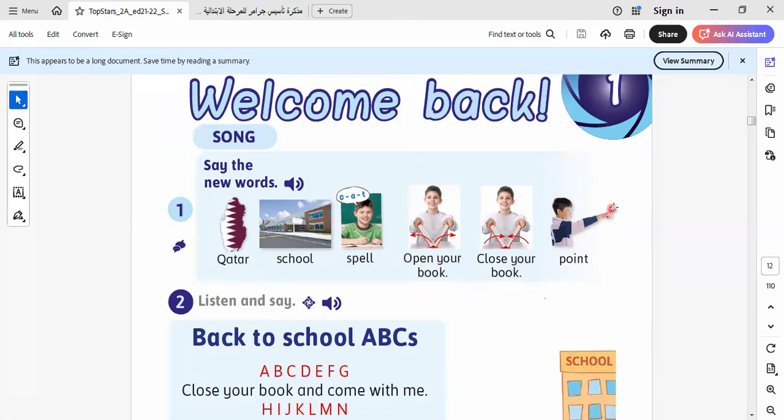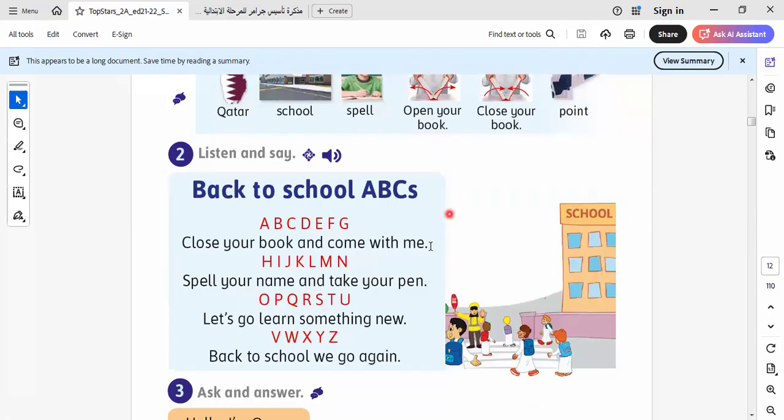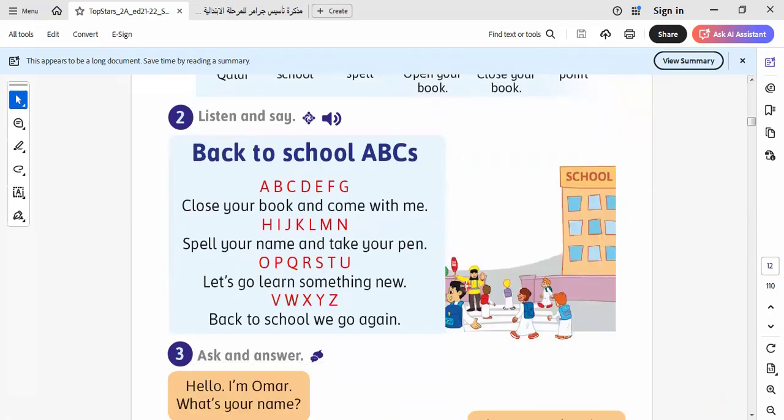What is this boy doing? I would like you to spell these words with me. Here we have Qatar, school, spell, open your book and close your book. Let's go to learn some structures about this. In the next class, we will learn "What's your name?" and "How are you?" Today we learn some new expressions: when the teacher comes to your class, we say "open your book". When we end the lesson, we say "close your books". Okay, let's continue the rest of this lesson.